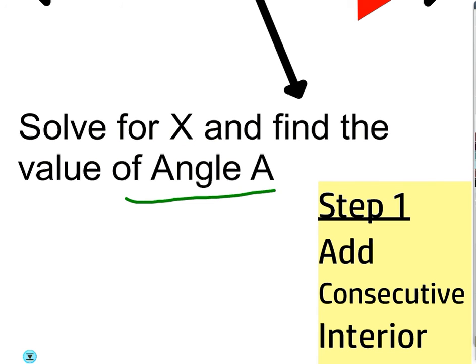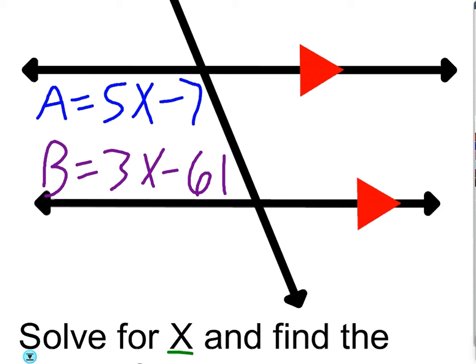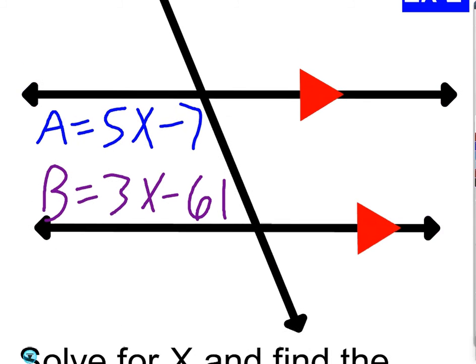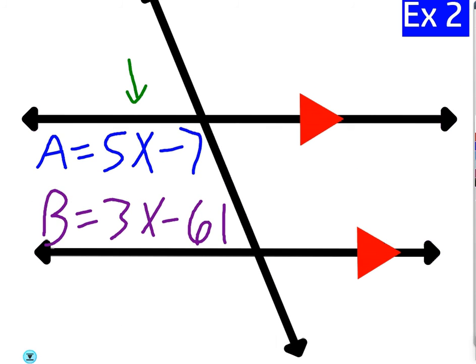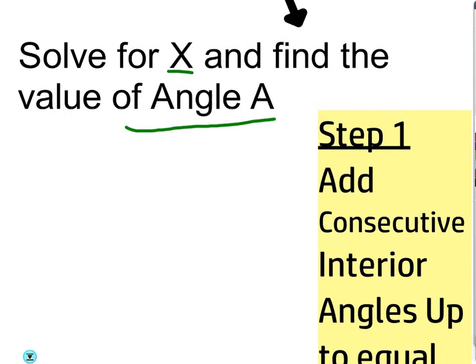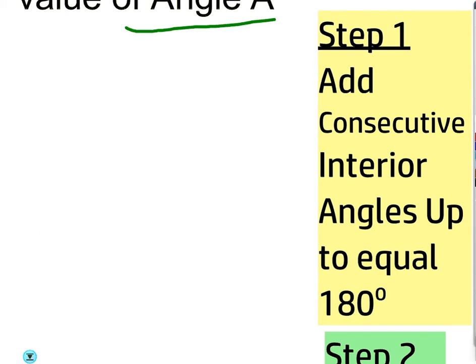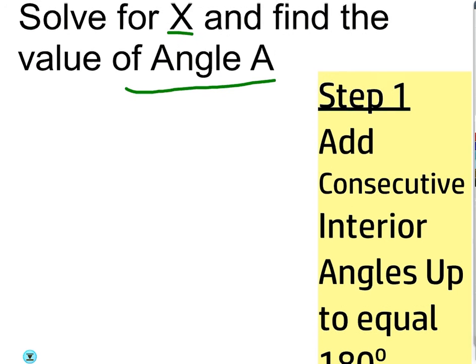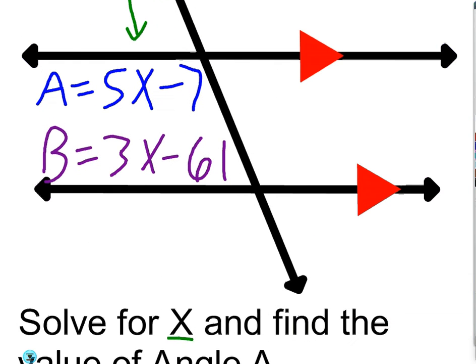Okay, so here's the steps you're going to follow. We're going to solve for x and then find the angle A, which in this case is the top angle. We could solve for B, but we're going to be solving for A. First step is to add the consecutive interior angles up to equal 180. So we just proved that's what happens. So we're going to have 5x minus 7 plus 3x minus 61 equals 180.